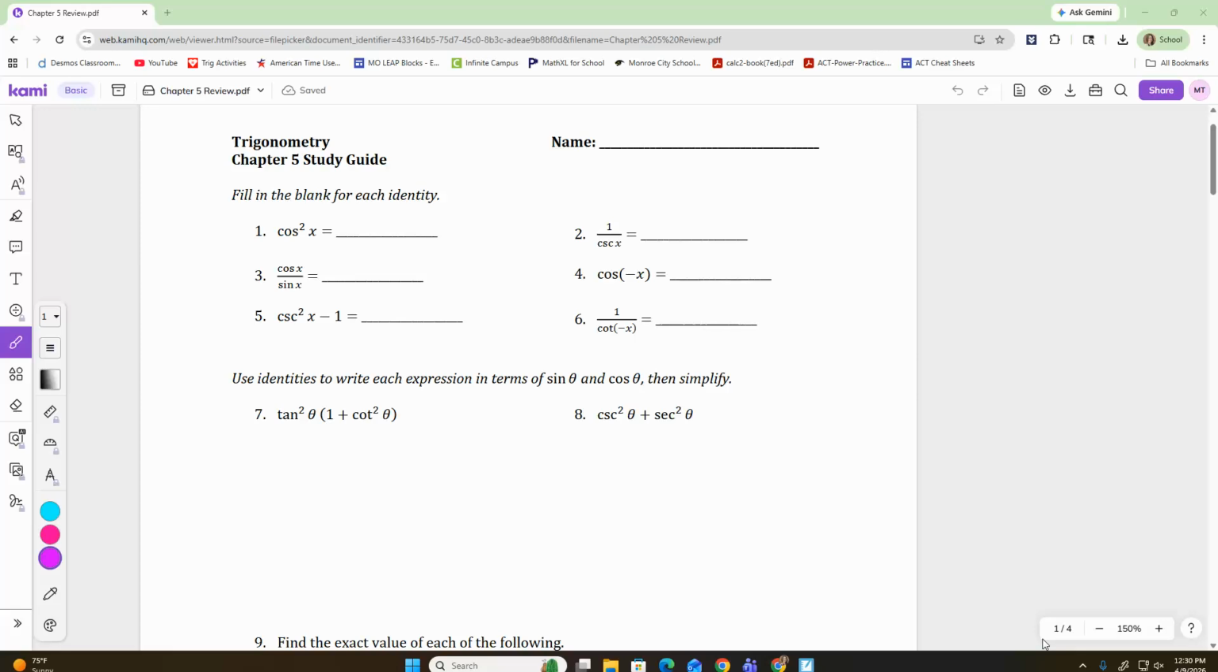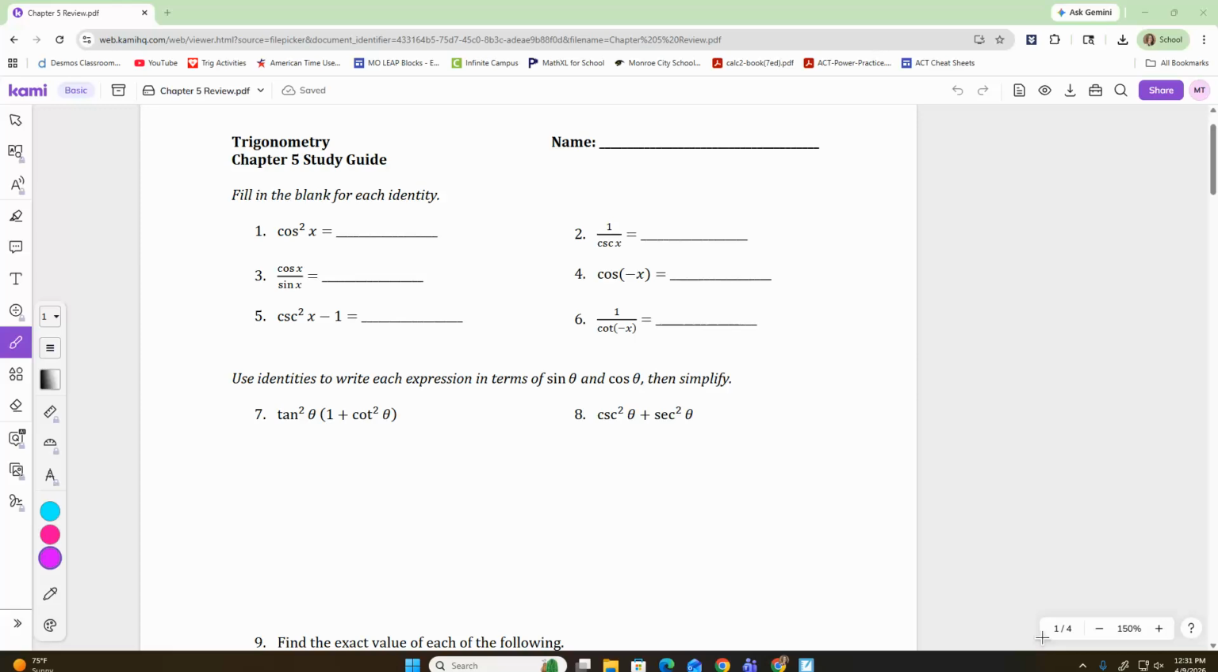To know your basic identities, when you see 1 over cosecant, you have to know that the reciprocal of cosecant is sine. What's the reciprocal of cosine? Secant. How do you write tangent in terms of sine and cosine? Sine over cosine. I am not giving you any of those, and if you don't know those reciprocals, you can't get any of these identities to work out. Okay, so make sure you know those. Does everyone understand what you are expected to know?